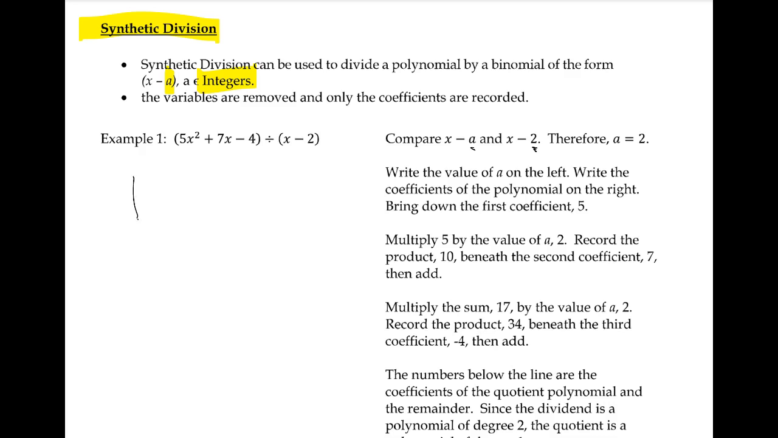So we set it up a little differently. Our line looks like this. We put our a value here, so that's 2. I'm going to put my coefficients up on top. So I've got 5, x squared is implied, 7, x is implied, and negative 4. And whatever number's left under the 4 is my remainder.